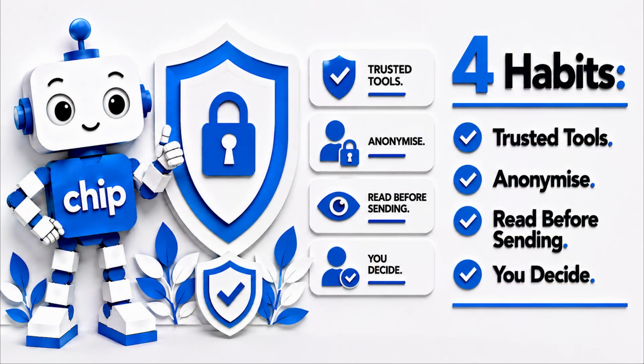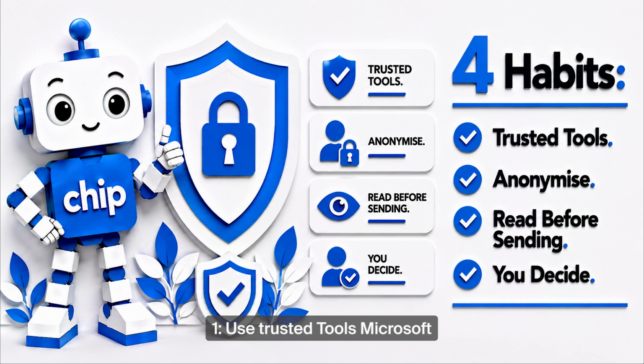4 habits. 1. Use trusted tools. Microsoft Copilot and Google Gemini have better data protection than unknown free apps. When in doubt, use Copilot. 2. Anonymize before you prompt. If you need to include customer examples, replace real names with customer A and customer B, replace real amounts with approximate ranges.